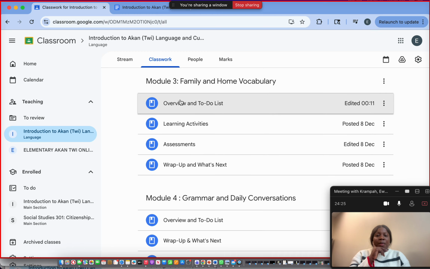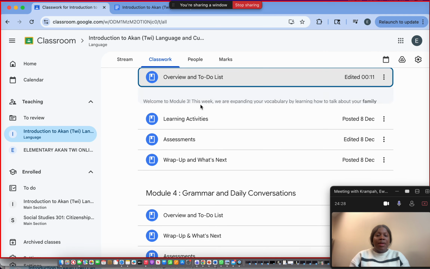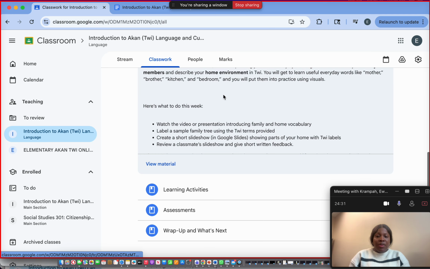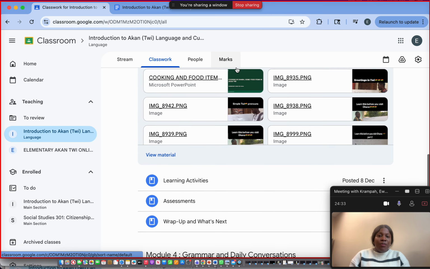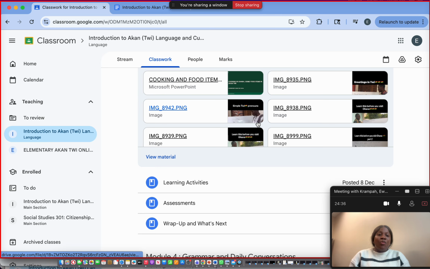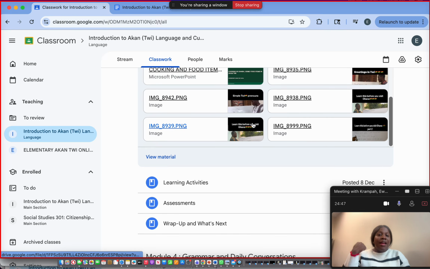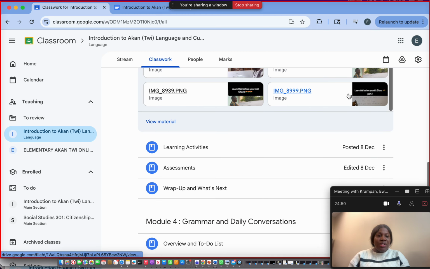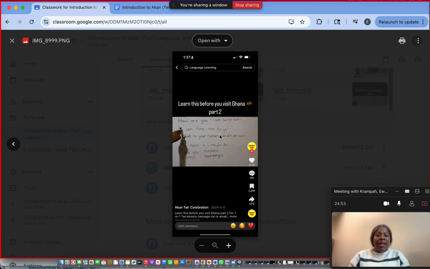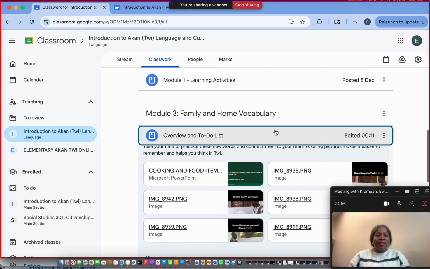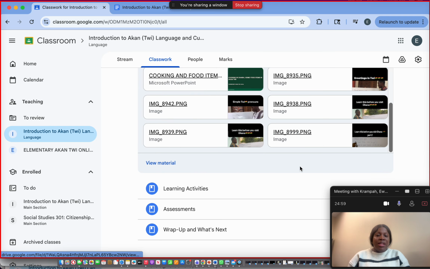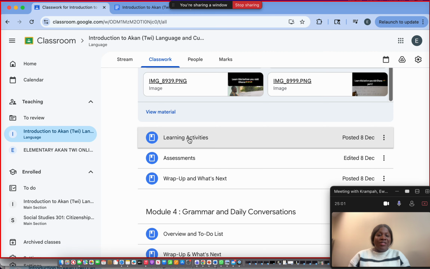So we have in our module 3, family and home vocabulary. It also has the overview of the topic with a lot of pictures. These pictures also have the words on them, so students are able to see how it is written and they learn from it. This is a PowerPoint presentation and then a voice note on how the words are pronounced. So this is how these pictures look like. They were taken from TikTok, because that is also a social learning platform that people use to learn a language.